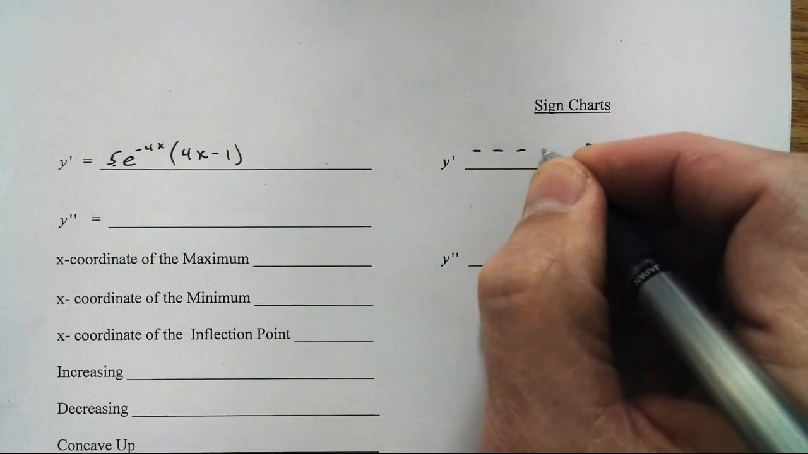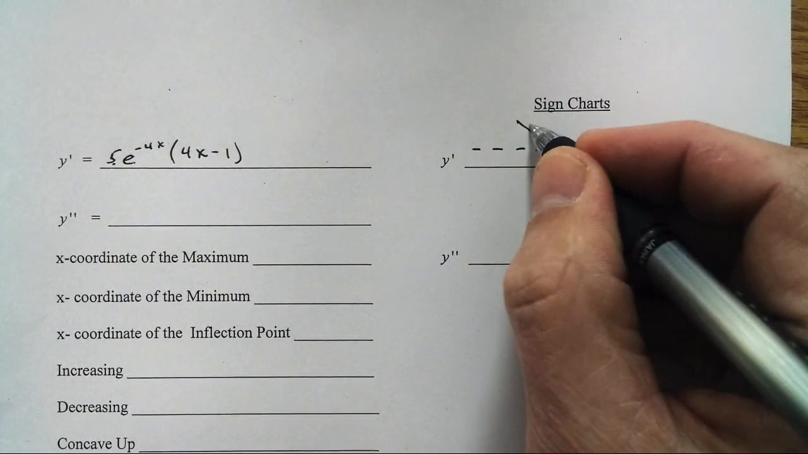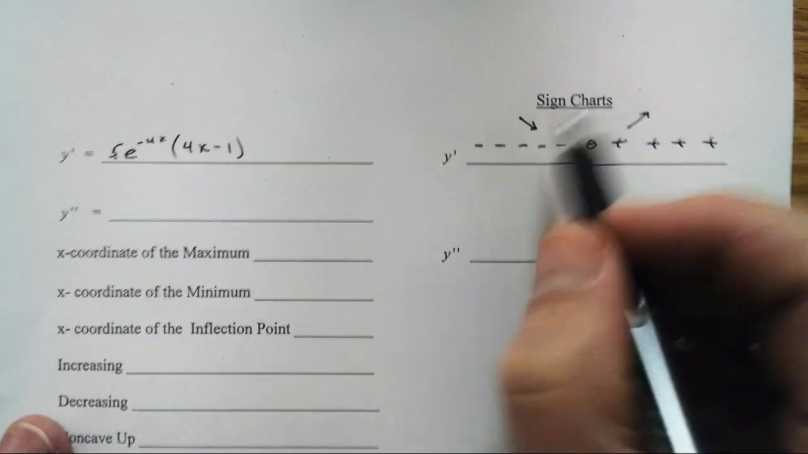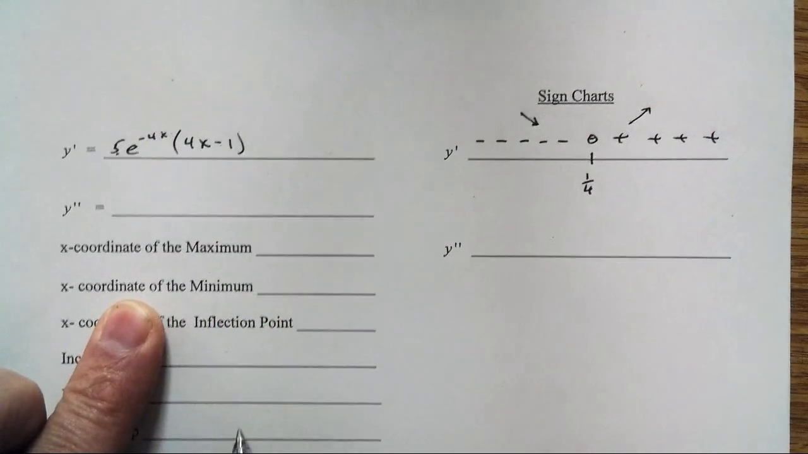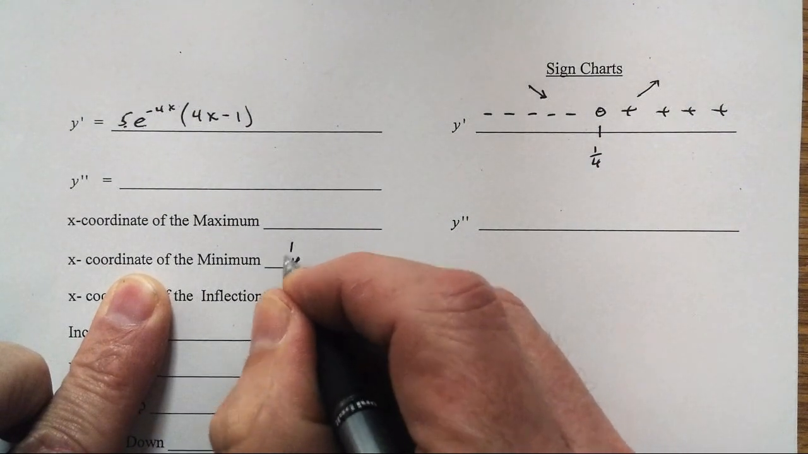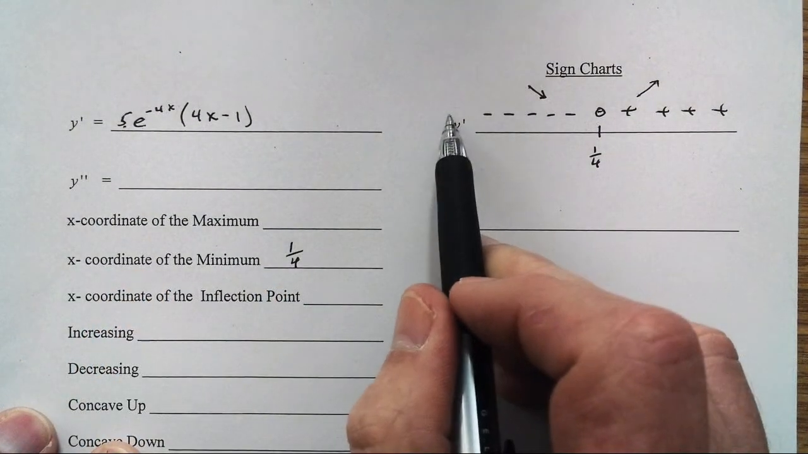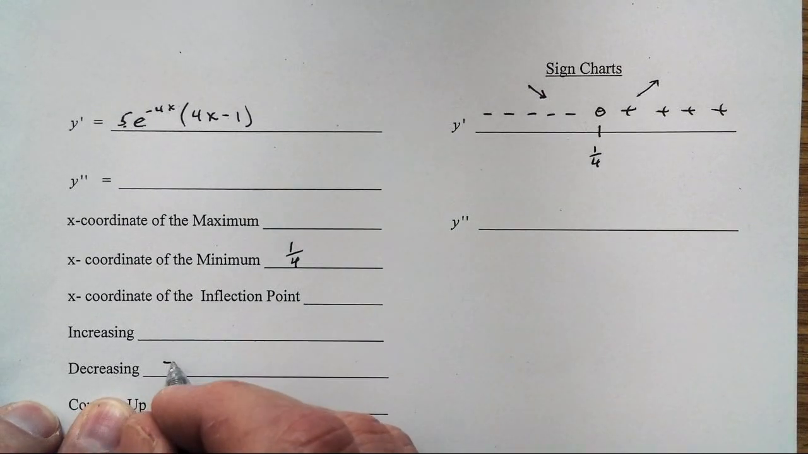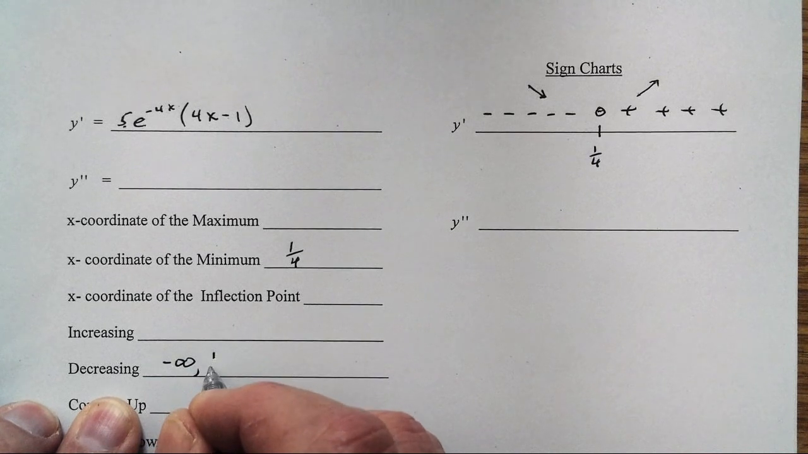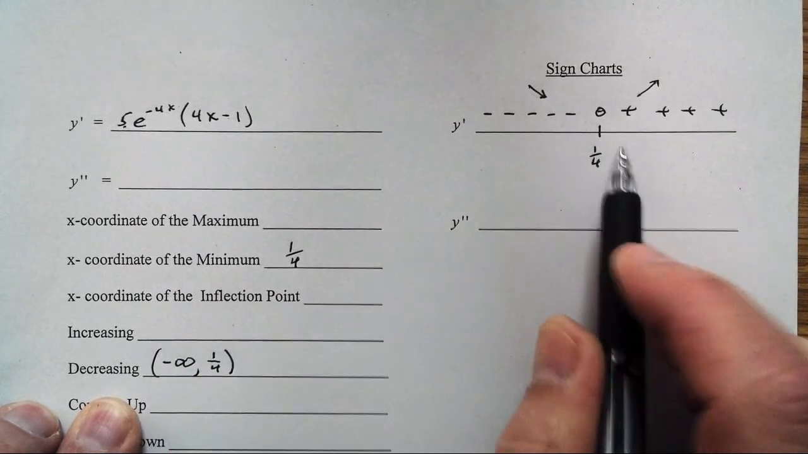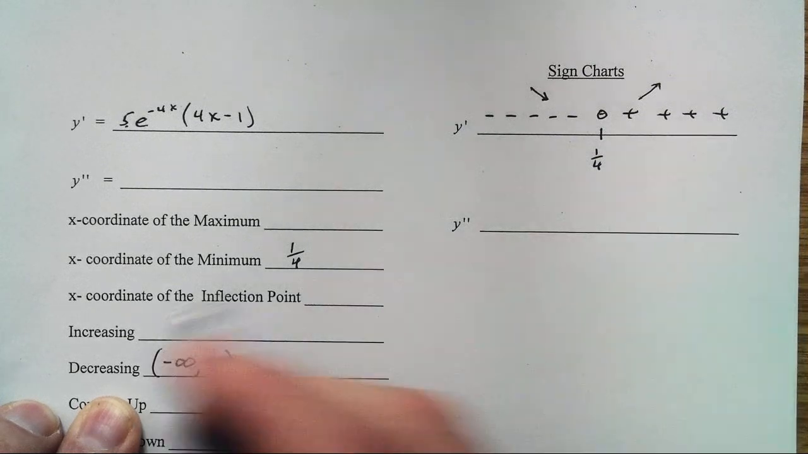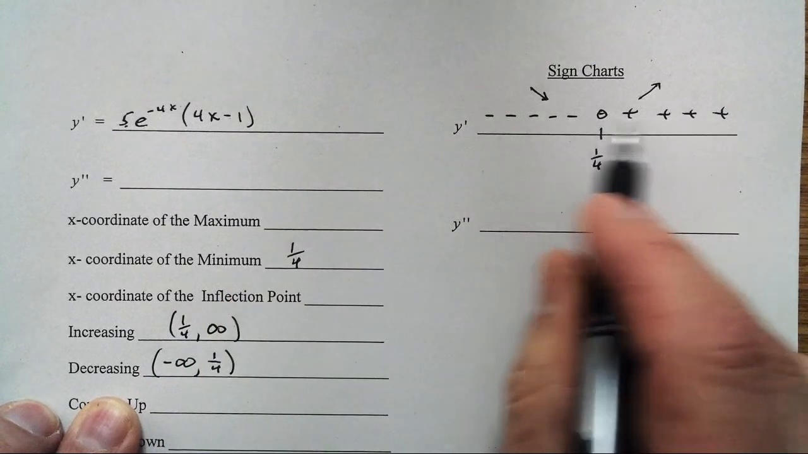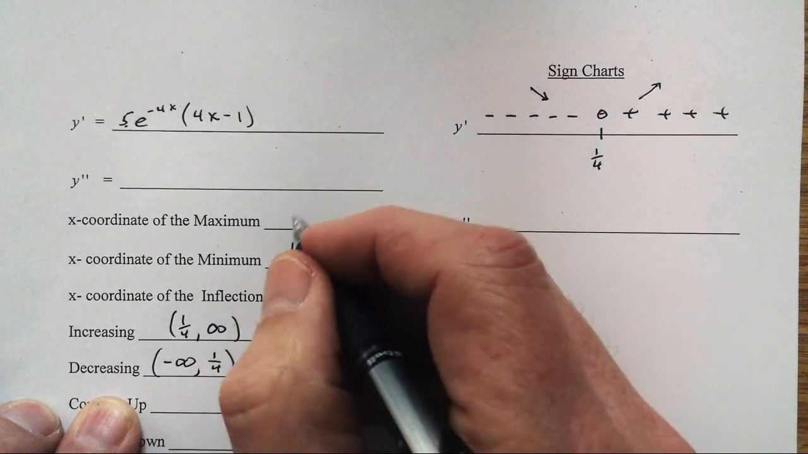41, is negative, which means our graph goes down, levels off, goes up. Therefore, we have a minimum. X coordinate is 1/4. The graph decreases from negative infinity until we get to 1/4. Decreases on the interval negative infinity to 1/4, and then increases from 1/4 forevermore, from 1/4 to infinity. We do not appear to have a relative maximum.